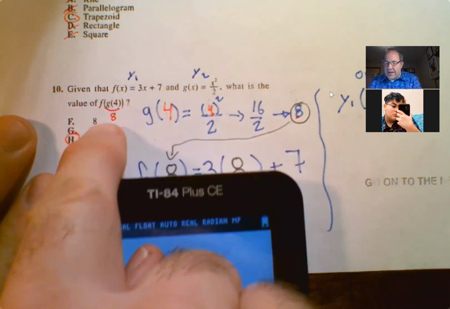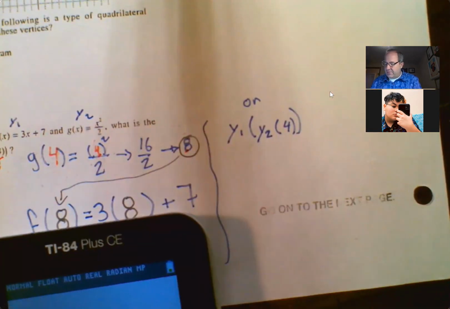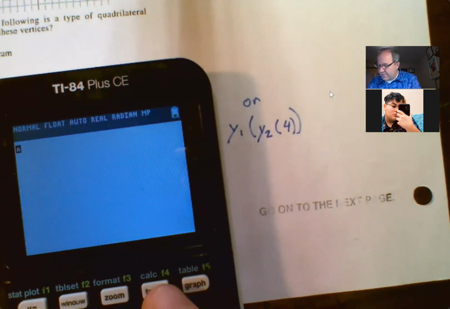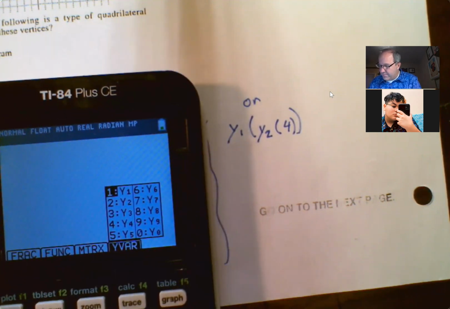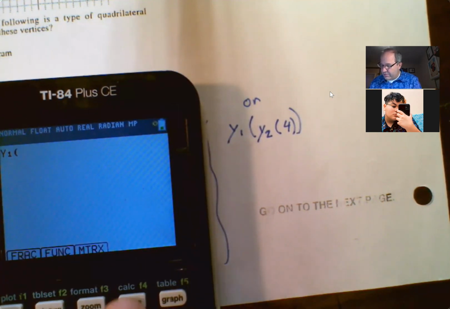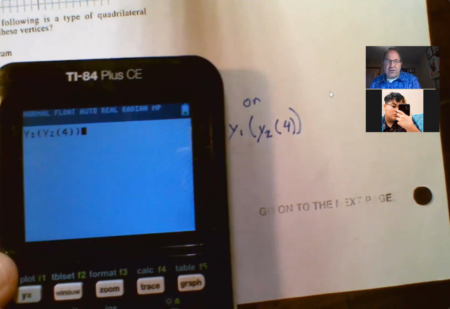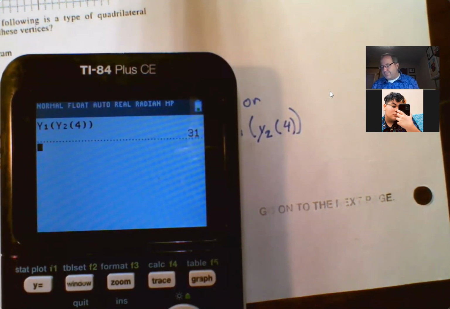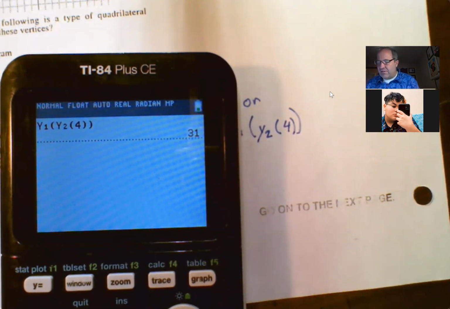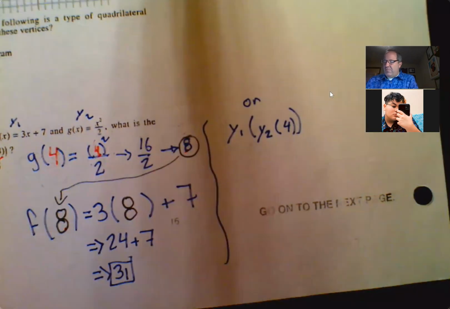They're asking for what is f of g of 4. Well, that's really just, if I use this notation, I can type that in. I can go alpha trace and do y1, parenthesis, alpha trace, y2, parenthesis, 4. And we should get 31 for an answer. Yep. So calculator does composition of functions. It eats up a little bit of time doing it though. So if you're having trouble with composition of functions, no reason why you couldn't use your calculator to get the answer. Remember, you can use it on all the math questions.